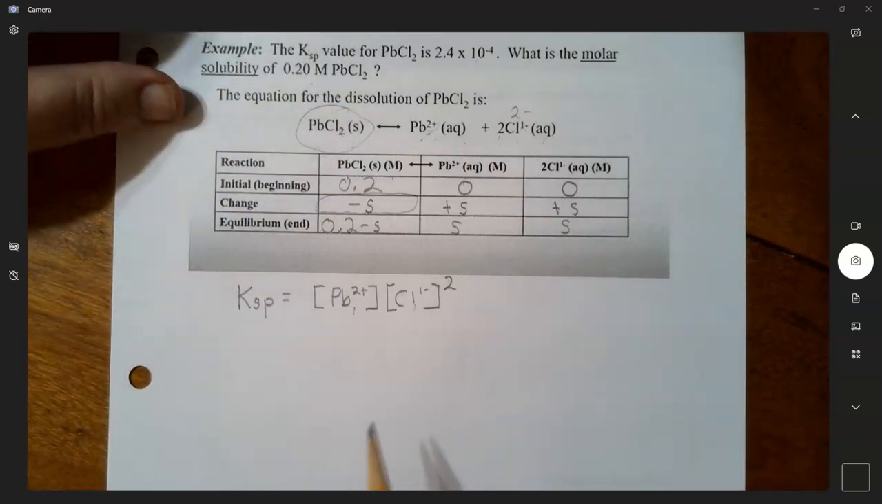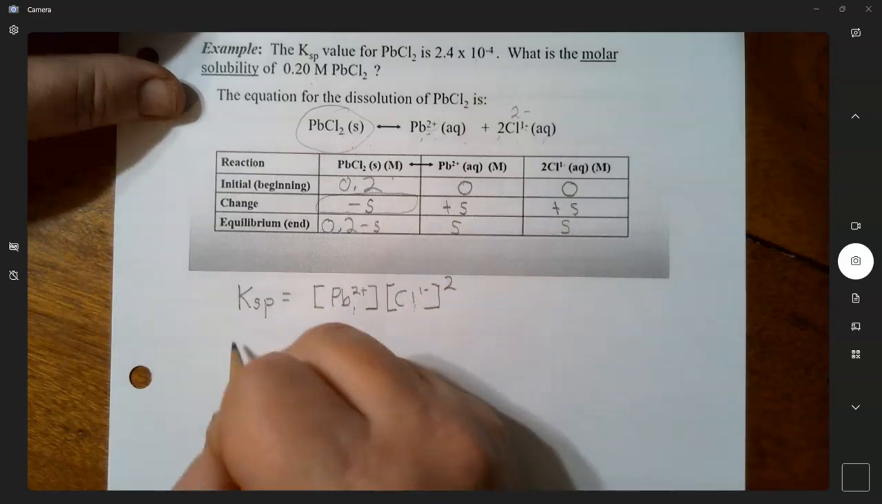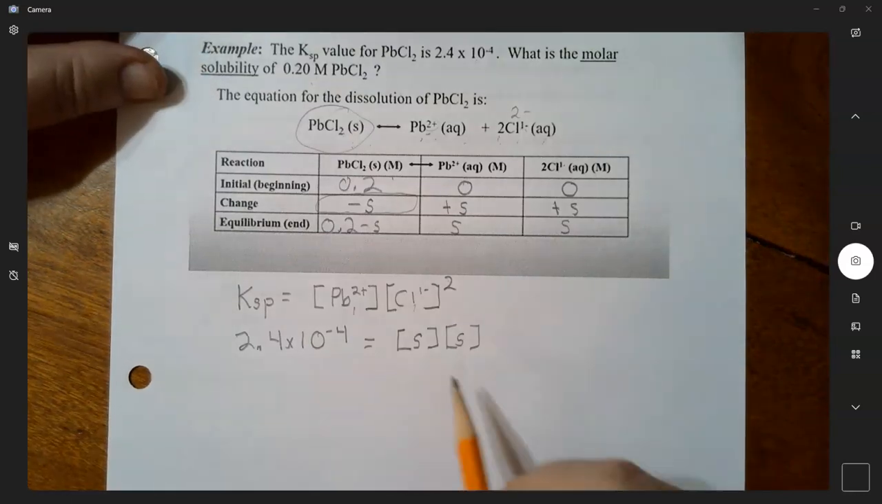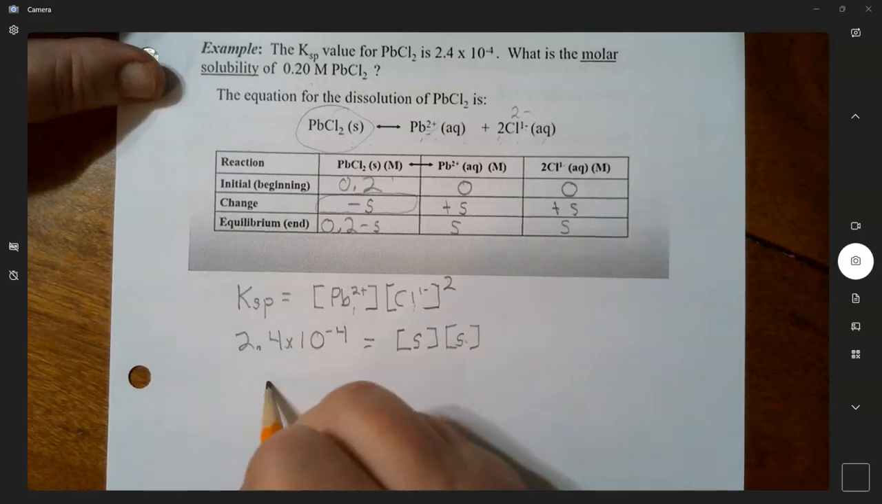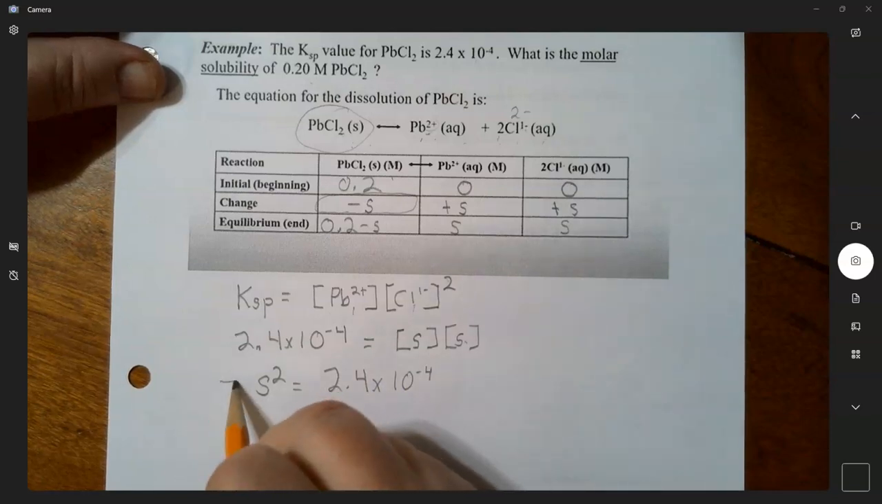All right, so now we're ready to plug in some numbers here. So we've got the KSP. Okay, and so again, this becomes very simple. It's S times S is S squared. I'm going to move that over to this side. S squared equals this. Okay, so we got to take the square root of both sides.